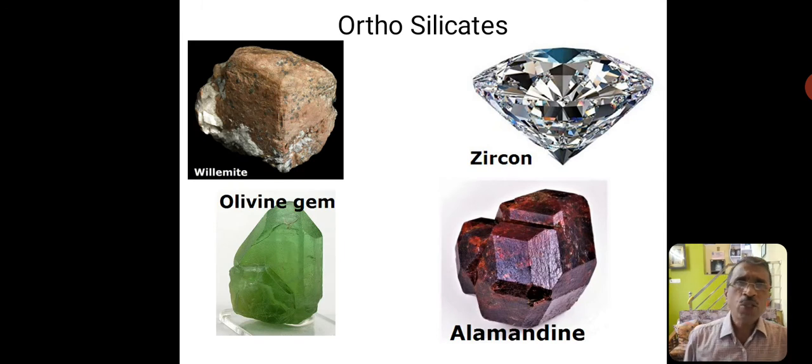Now here I have shown the minerals of the orthosilicates, how they look. An example is willemite. Willemite is a stone. Zircon is also a type of stone, and a granite. Then olivine is a gem, and gems are very costly materials. It is a perfect crystalline compound. Similarly almandine is also a gem. So these are all the silicates. Orthosilicates are much costlier ones.